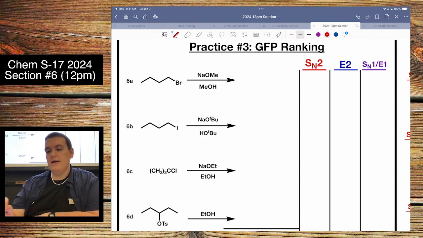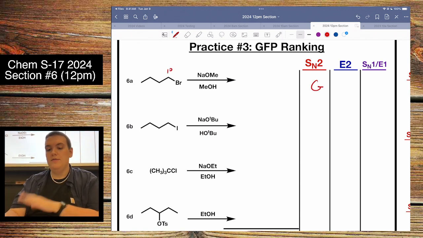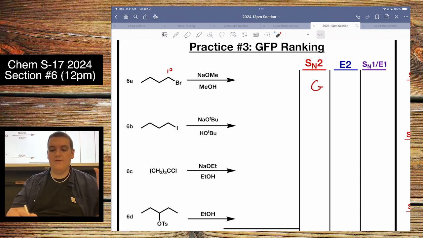So I'd start off with ranking SN2 favorability. So I look at the alkyl halide. Is it primary, secondary, or tertiary? Primary. So is it good, fair, or poor for SN2? Good. Then I do my nucleophile vibe check. I have sodium methoxide. Is that a good nucleophile? Yeah, it has a negative charge. Great. So good. Then E2, I look at the base strength.